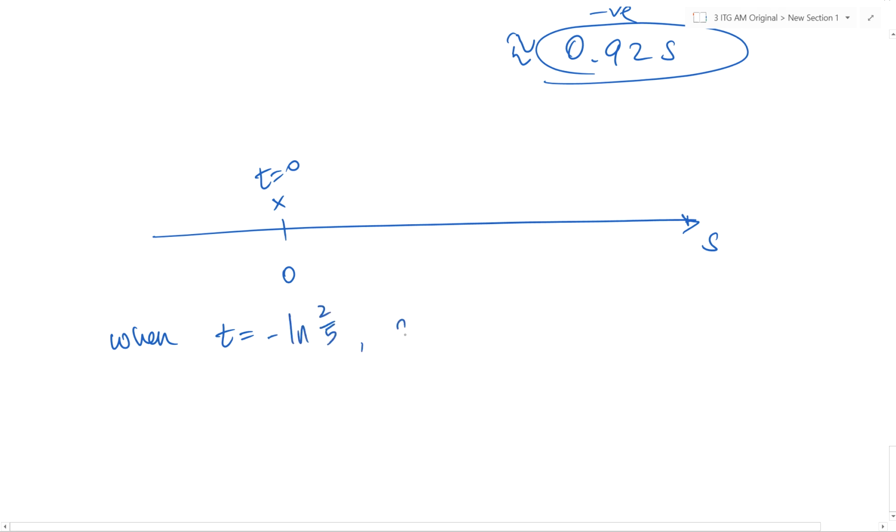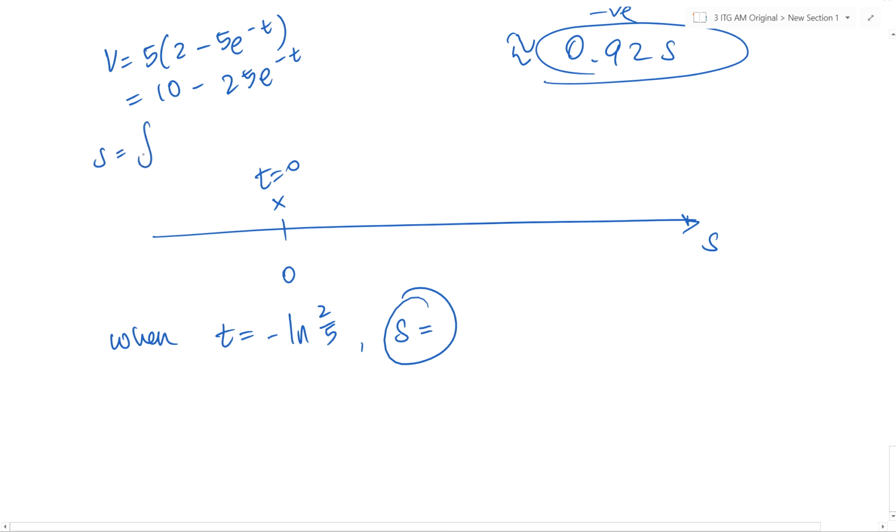Okay, we haven't found an expression for displacement yet. Let's do that quickly. Yeah, it is time now to integrate. Now, v equals 5 times 2 minus 5e power negative t. Expand it out, 10 minus 25e negative t. Now integrate 10 minus 25e power negative t with respect to time. Sorry, I'm working a bit haphazard.